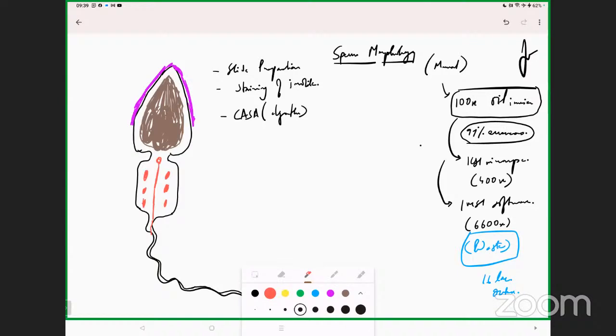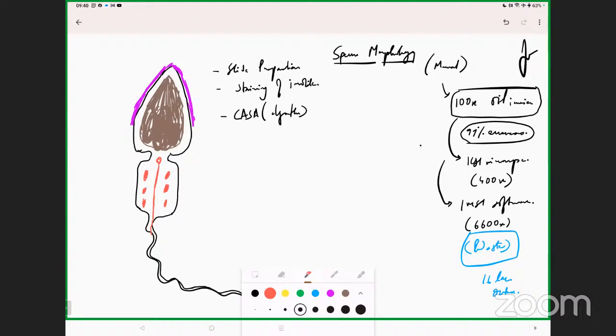If I tell you that the width of the mid piece is higher than normal, that is not going to bother in more than 80% of the sperms. Okay, there is going to be some tails which are going to be smaller, so that is not going to affect the motility of the sperm. It is going to affect the morphology, not the motility of the sperm.